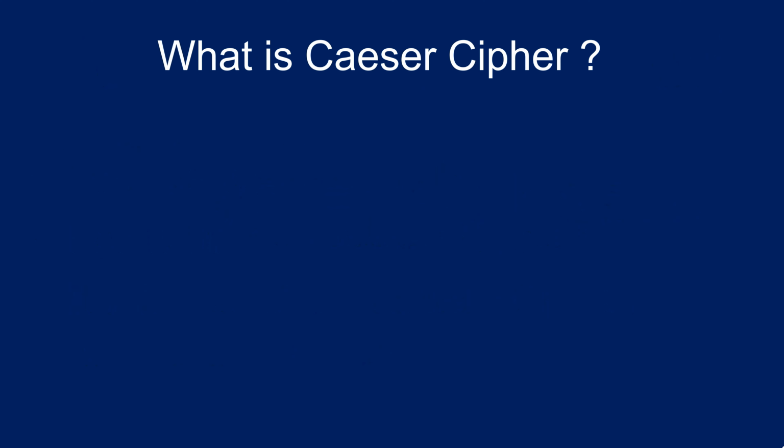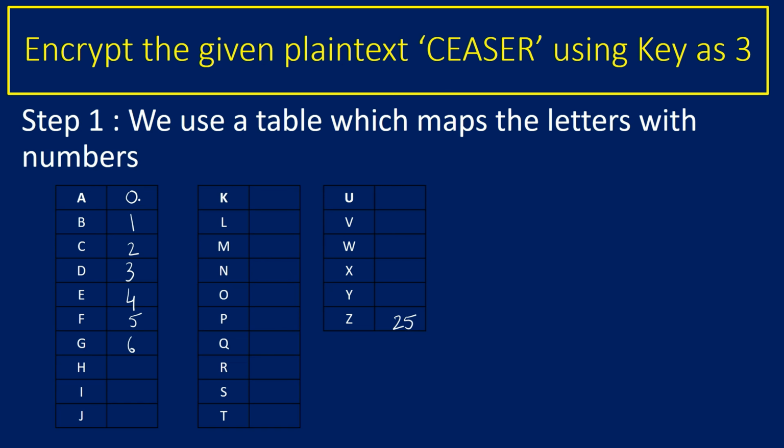Like A is mapped to 0, B is mapped to 1, C is mapped to 2, D to 3, E to 4, F to 5, and so on and so forth till Z is mapped to number 25. So the first step of solving any Caesar cipher question is that you map each of the letters to numbers, so that you know the number corresponding to each letter of your plain text, so that it can be processed by the addition formula of your Caesar cipher.